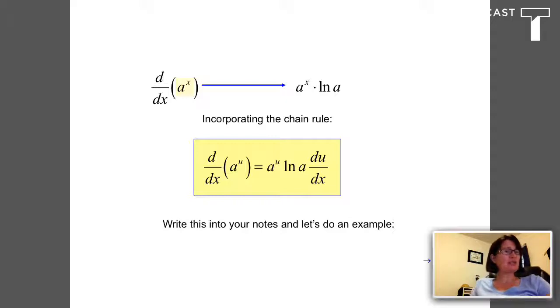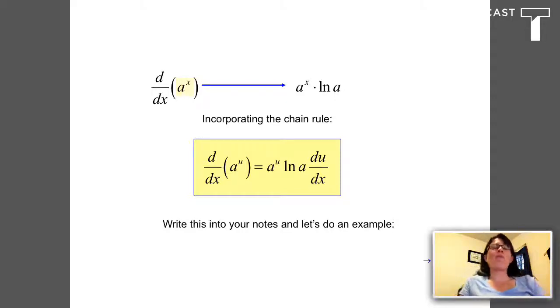Now what if I want to take the derivative of an exponential function and the base is something besides e? So we call this the arbitrary exponential function. So the derivative of some other number a to the x is a to the x times the natural log of a. Notice this works for e to the x too. The derivative of e to the x would be e to the x times the natural log of e. What's the natural log of e?